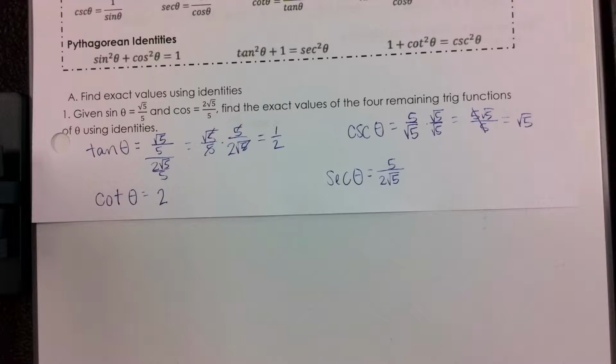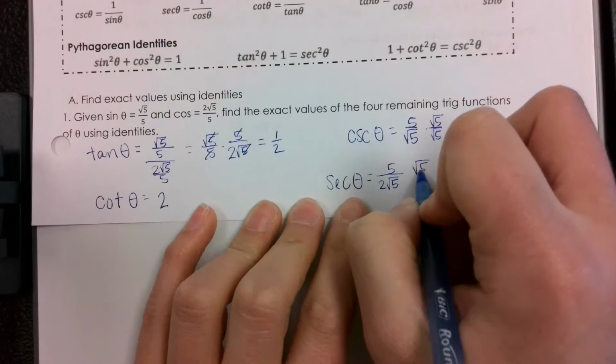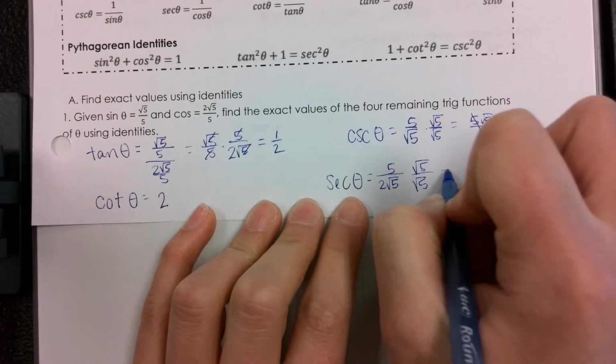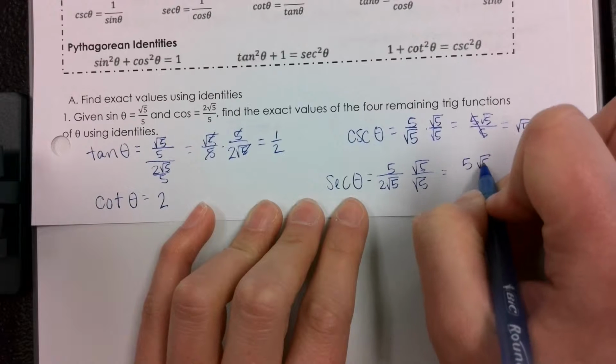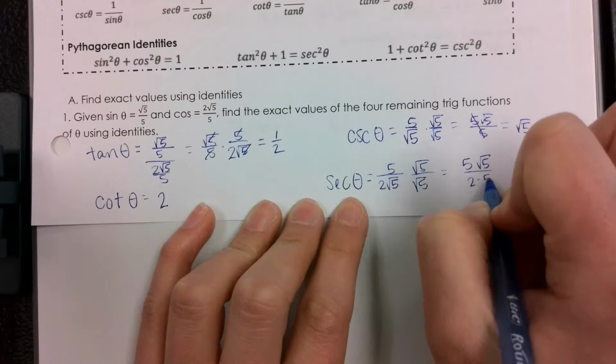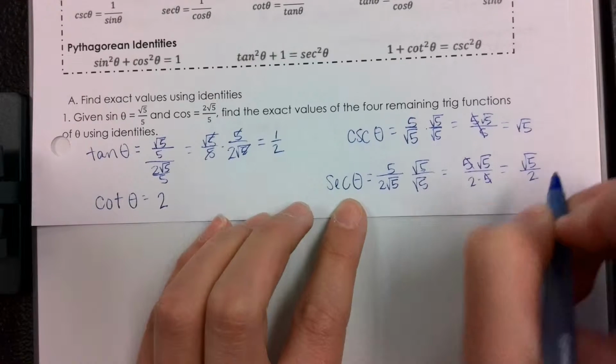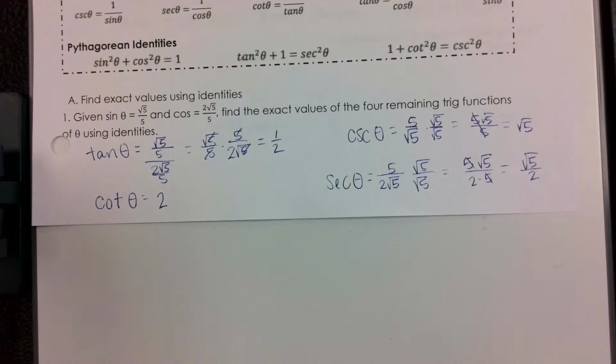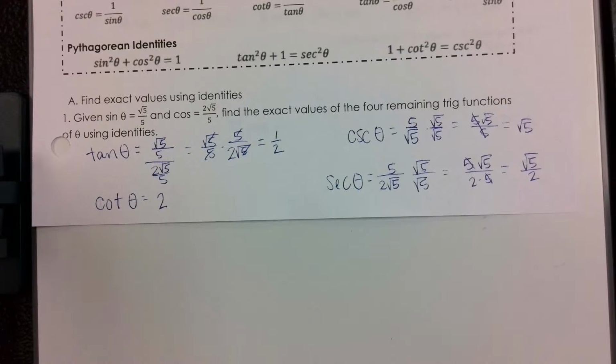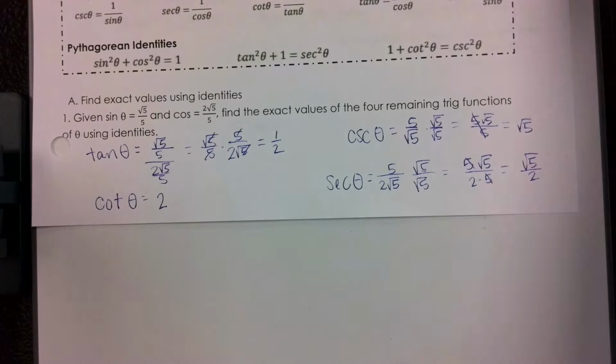Multiply by square root 5 over square root 5. So it's going to be 5 square root 5 over 2 times 5. And those 5's cancel, so we just have square root 5 over 2. Questions on any of that? Okay, we'll move on to the back.